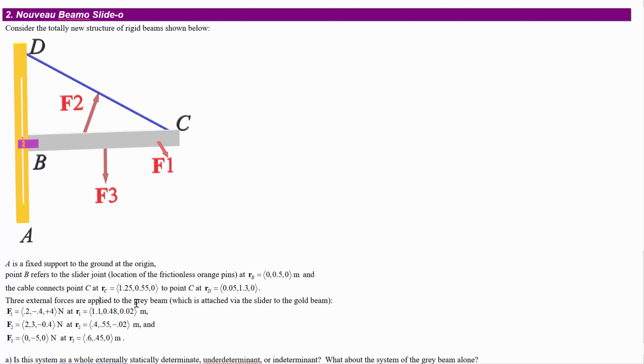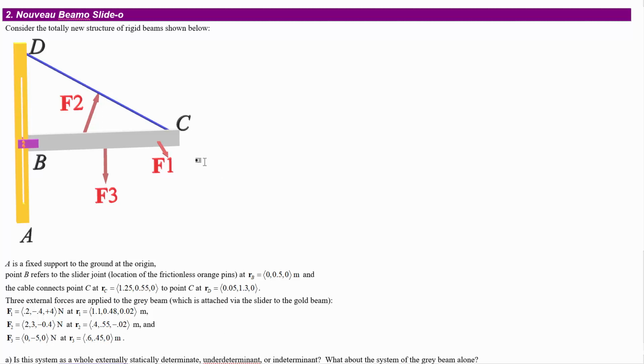3 external forces are applied to the gray beam, F1, F2, and F3, and these are given the following values: 2, 3, and negative 0.4 for F2, so that's 2 over, 3 up, negative 0.4 slightly back. F1 is 0.2 to the right, negative 0.4 up, so in other words 0.4 down, and mostly in positive z, 4 out. And we have the coordinates of these as well. F3 components also given there.